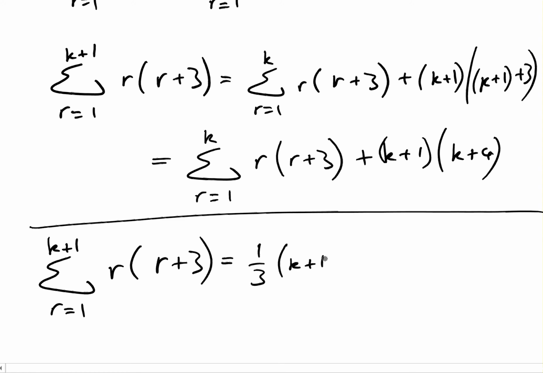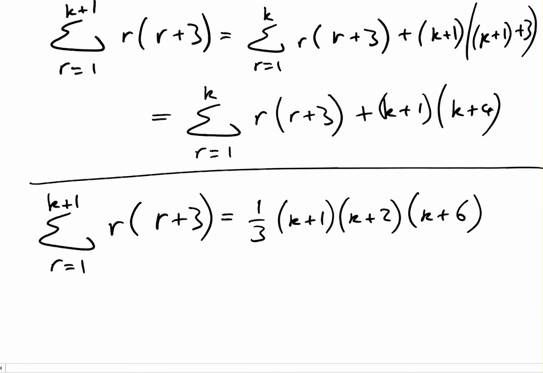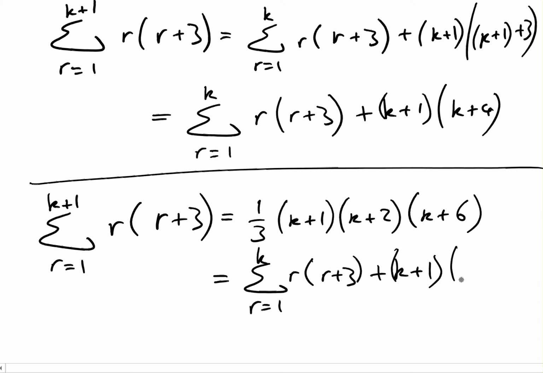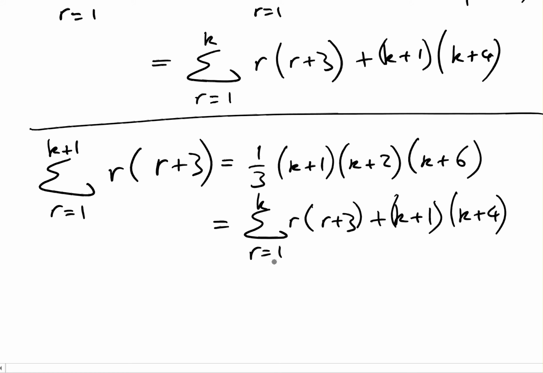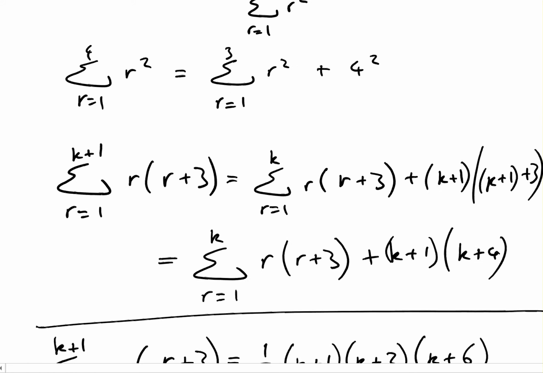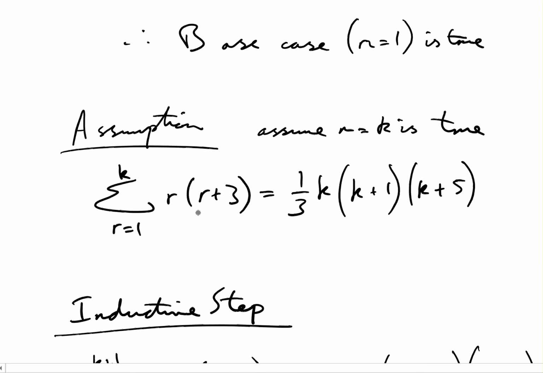Third, k plus 1, k plus 2, k plus 6. And I need to show that that is equal to the thing which I've just shown here: the summation of r equals 1 to k of r times r plus 3, plus the k plus 1, k plus 4. Well, I've actually got an expression for the summation from r equals 1 to k of my r times r plus 3. It's what I worked out in my assumption step. Look, that is an expression from r equals 1 to k. I've assumed that's true, so therefore I can use it.